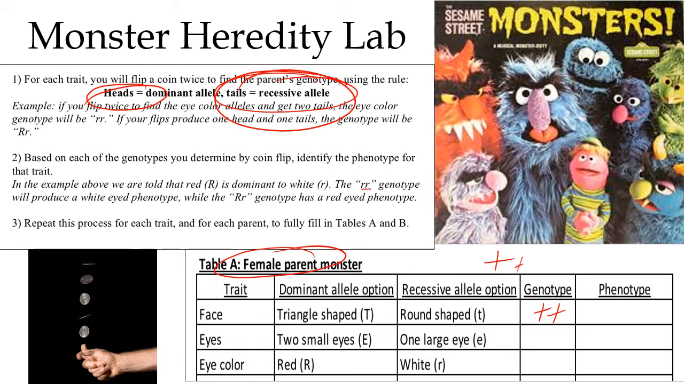For the next one, you do the exact same thing, just all down the chart for all the other categories. It says eyes. Does your monster have 2 small eyes? That's the big letter E. That would be the dominant allele. Or does your monster have 1 large eye? That's the little e, and that's the recessive allele.